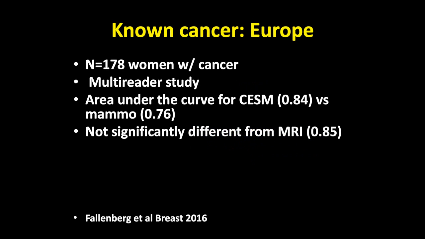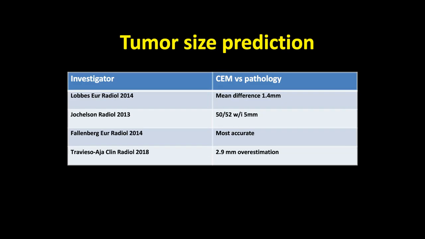Fallenberg et al. did a large reader study with multiple readers from across Europe, 178 women with cancers, and they demonstrated that the area under the curve for contrast mammography was significantly better than mammography alone and not significantly different from MRI. Many of us also demonstrated that contrast mammo was extremely accurate in depicting the size of the index breast cancers, and more so than any other imaging modality.